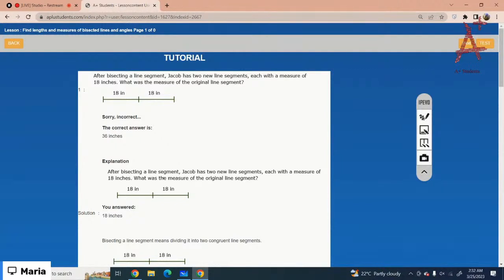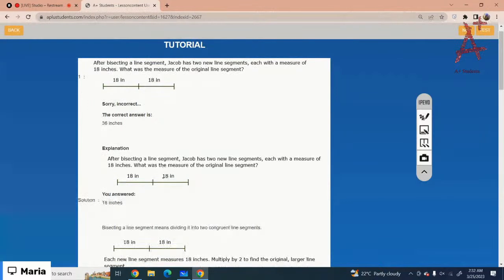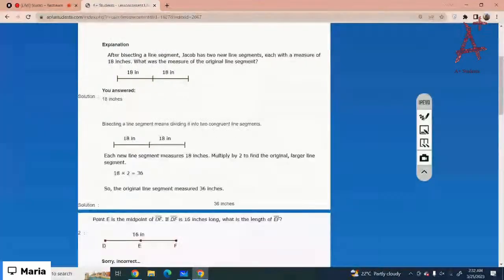So to calculate the length of the original, you have to add both the lengths. 18 plus 18 equals 36. That means the length of the original line is 36 inches.